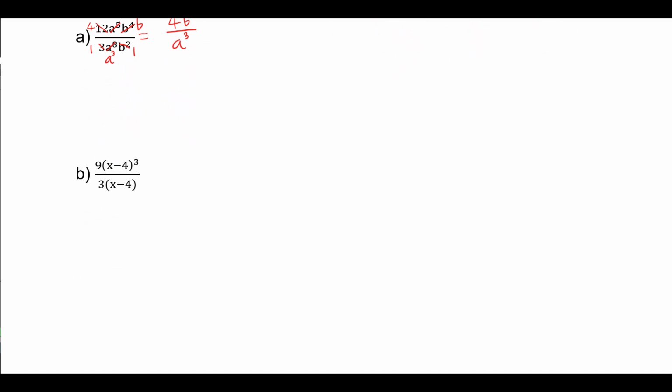In part B, I've got 9 lots of x minus 4 cubed, over 3 lots of x minus 4. I know that x minus 4 is a common factor, so I can divide top and bottom by x minus 4. But I also know that 3 goes into 9 3 times, and 3 goes into itself once. I can now divide top and bottom by x minus 4, which will give me x minus 4 squared on the top, so I could just get rid of the 3 and call it a 2. So I have 3 lots of x minus 4 squared over 1, which just works out as 3 lots of x minus 4 squared.